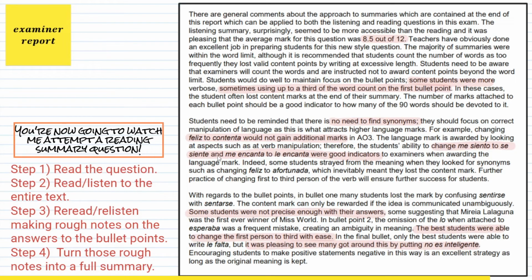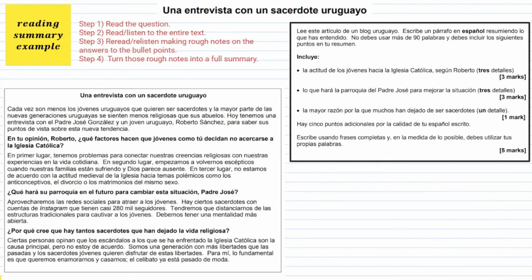I'm now quickly going to talk about the reading summary, but there are many similarities between them. Now I'm going to do a reading summary question. I'm not going to go through it as slowly as I did for the listening one, so if you do want to attempt this question, which is from the 2019 paper, you're more than welcome to do so. I'm going to fully time-lapse through me doing the same 4 steps to answer this question, and I'll see you once I've marked my work.